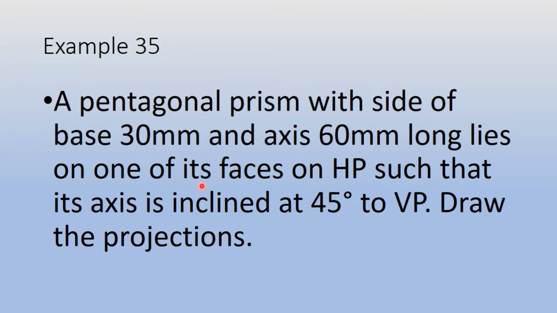The most important thing here is that one of the rectangular faces of this prism, as this is a prism, it will have faces in rectangular shape. So one of the rectangular faces is resting on the HP, and also the axis is inclined at 45 degree to VP. In the previous questions we've seen a prism which was resting on its face on HP, but the axis was perpendicular to VP. But here the only change is the axis is inclined at 45 degree to VP.